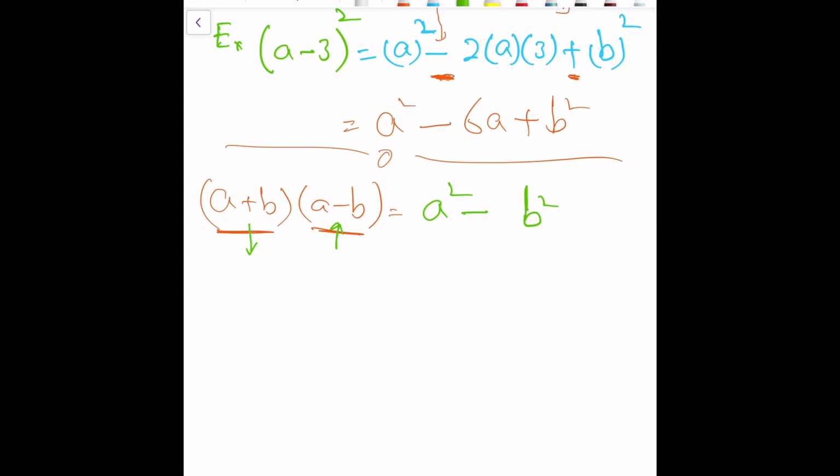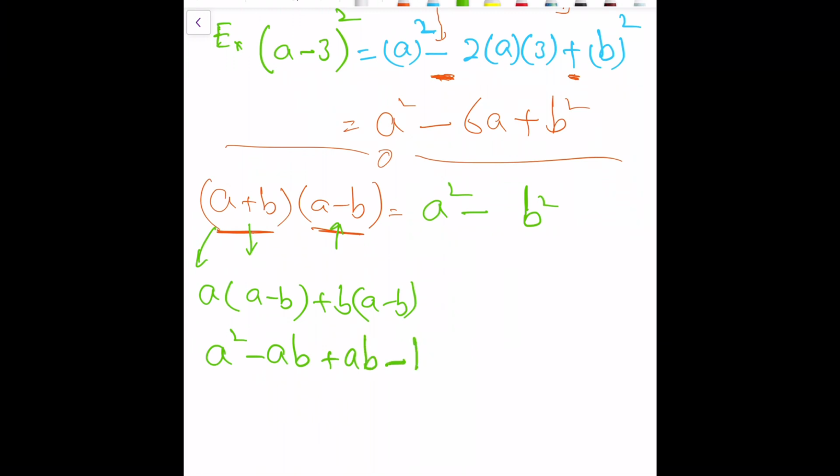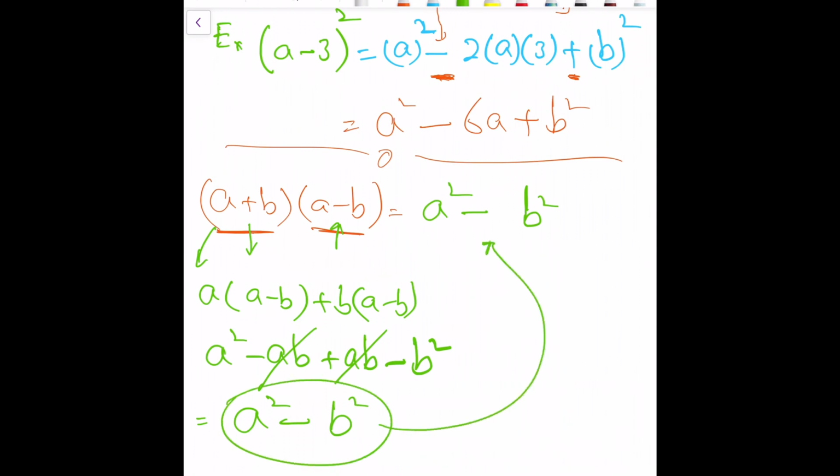Let's take this example and solve it, and then you see if we can get that answer. Take this a and times it with the second bracket. Similarly, take b and times it with the second bracket, a take away b. So that becomes a squared, negative ab, plus ab or ba, take away b squared. Now the negative ab and the positive ab cancel each other, and we are left with a squared take away b squared, which is the same answer as this one.